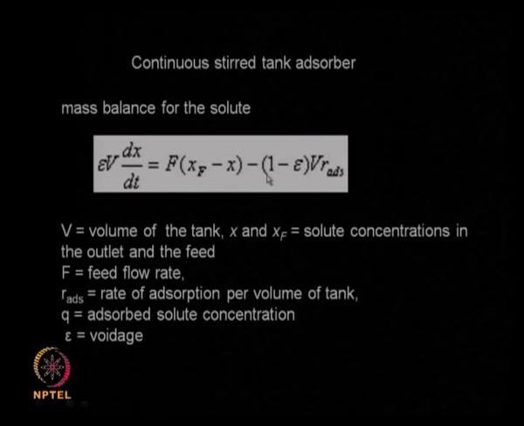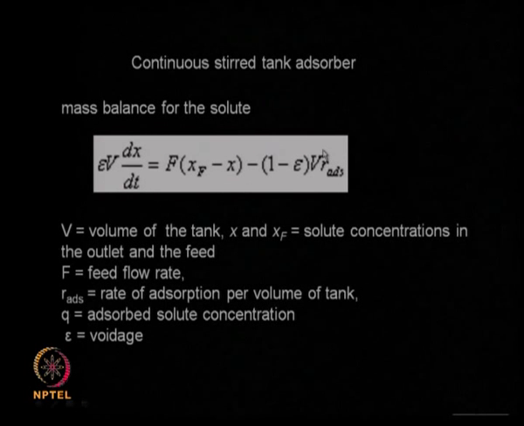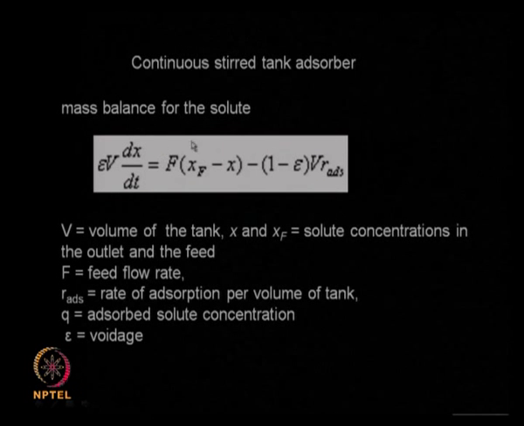Epsilon is the voidage factor, that means amount of voids. So, 1 minus epsilon gives you amount of solids, and V is your volume of the vessel, and R adsorbed is the rate of adsorption. So, this term represents the rate of adsorption of the solute from the liquid phase to the solid phase. So, this is solute into the adsorber, solute out of the adsorber, this is the amount adsorbed, that means amount leaving the solution phase moving to the solid phase, this is equal to accumulation, okay.